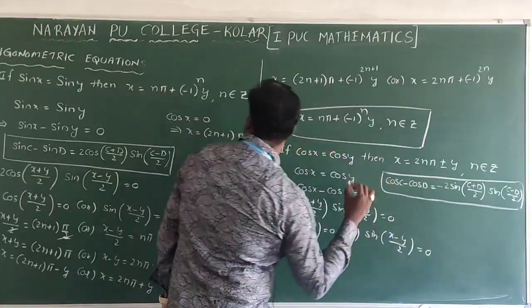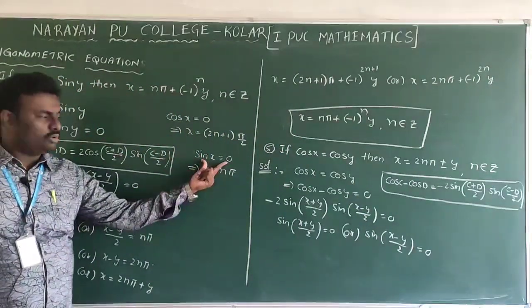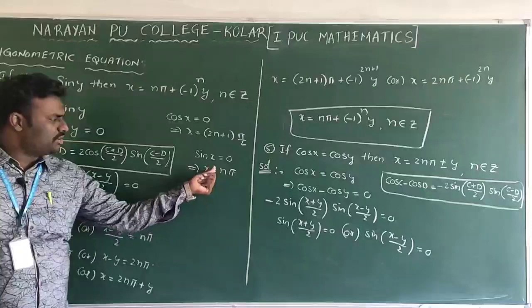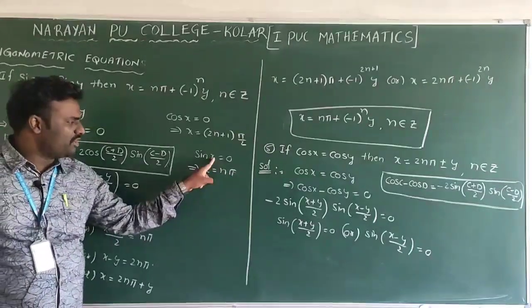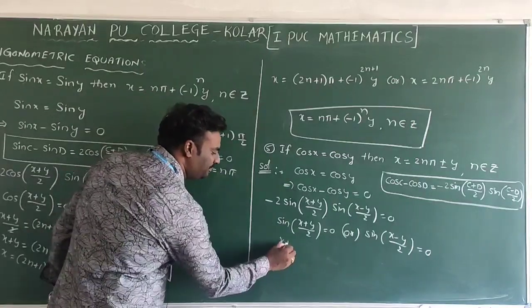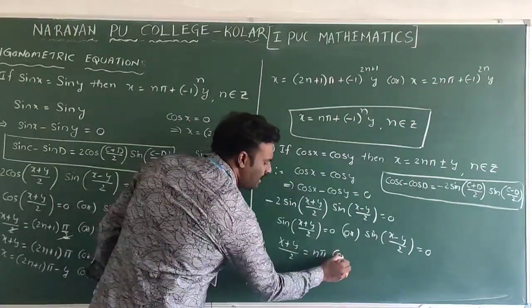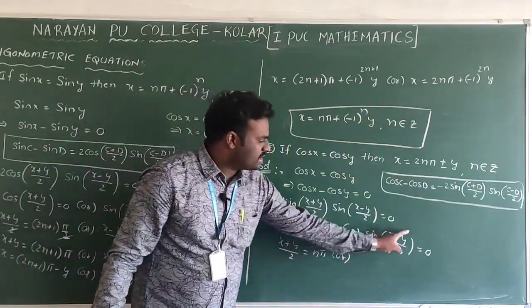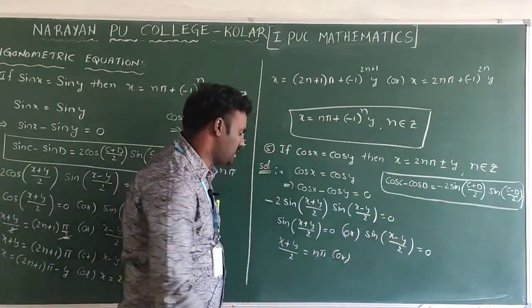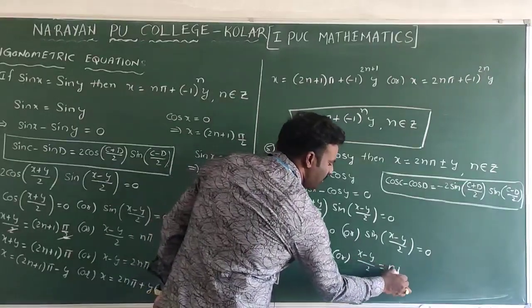Already we know the general solution for sin x equal to 0. What is the general solution? x is equal to n pi. In place of x, what we have? x plus y by 2, that is equal to n pi. Here also, in place of x, what we have? x minus y by 2, that is equal to n pi.